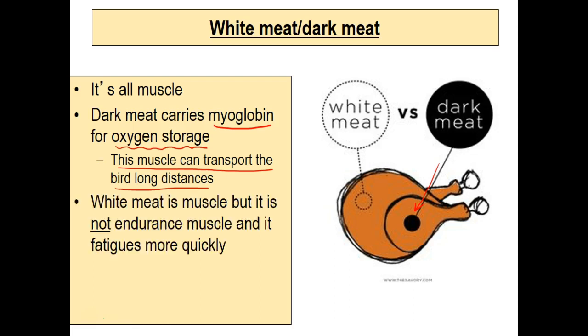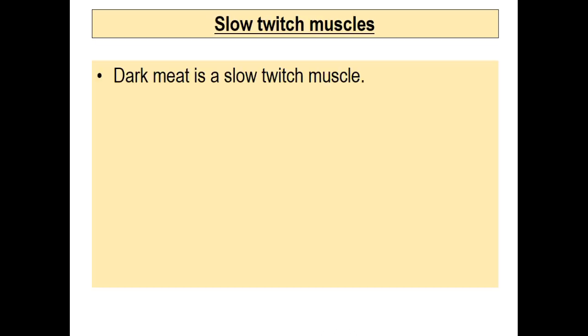Okay, white meat is muscle, but it's not an endurance muscle. It doesn't have to go long distances, such as for flight, and it fatigues more quickly. So myoglobin is storing this oxygen, and it is also a pigment that makes the muscle look sort of beige or brownish. Okay, so the fact is, dark meat we call a slow twitch muscle. This is a certain type of muscle that does endurance exercises.